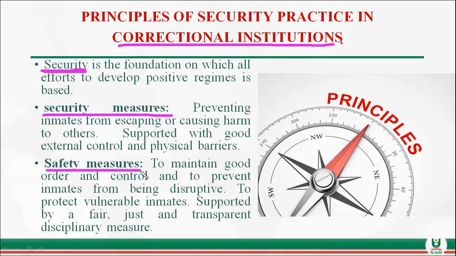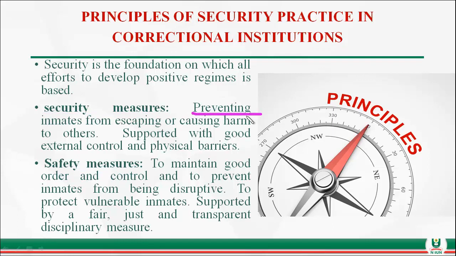Now, what's the difference between security measures and safety measures? By security measures, it entails preventing inmates from escaping or causing harm to others, right? That is quite self-explanatory. That means those measures by way of physical security must be in place to ensure that the inmates do not escape or that they do not cause havoc or become dangerous to others.